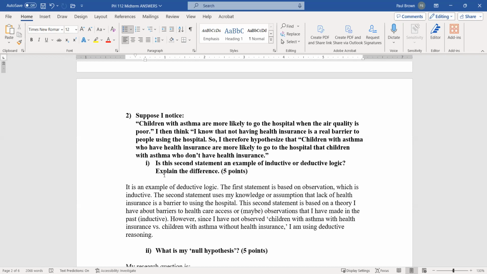Because the first statement is inductive, the observation that children with asthma go to the hospital more. That could be inductive if I see some data that suggests something like that. But the second one is deductive because I haven't actually observed it. Questions about that? Anything you want to add?